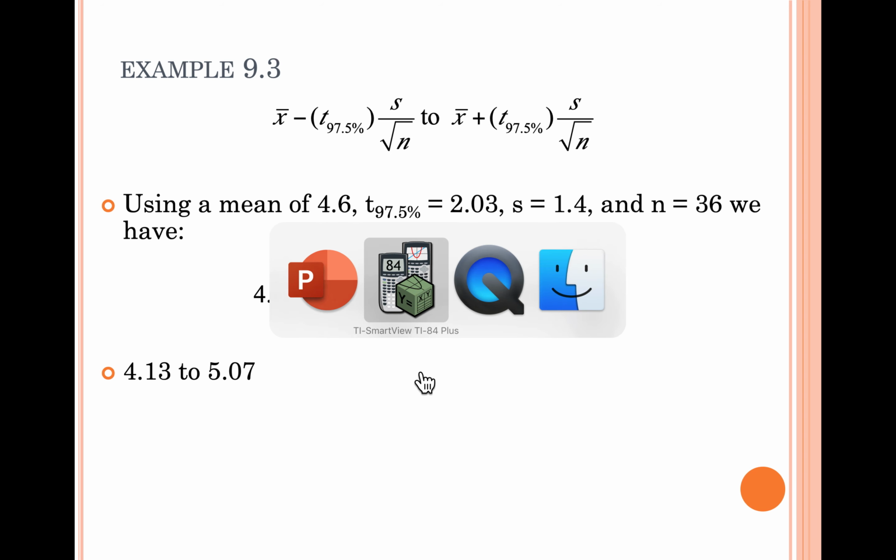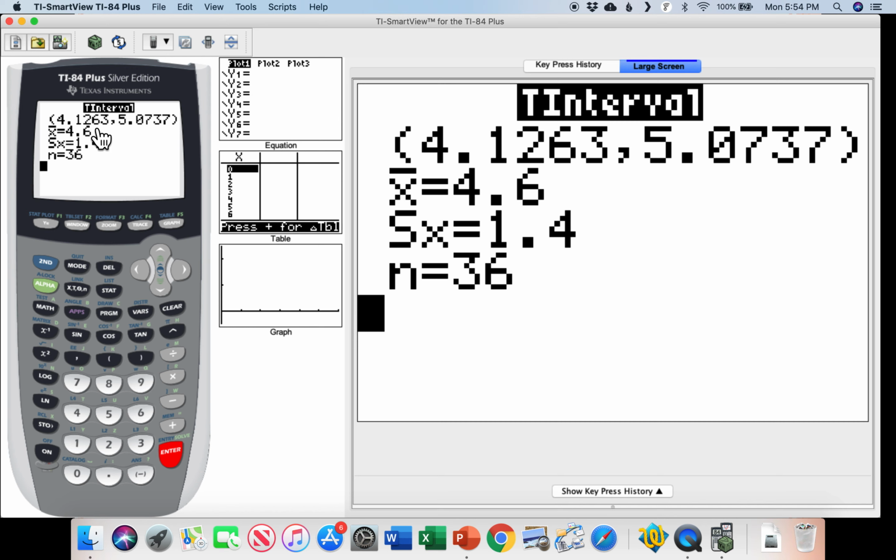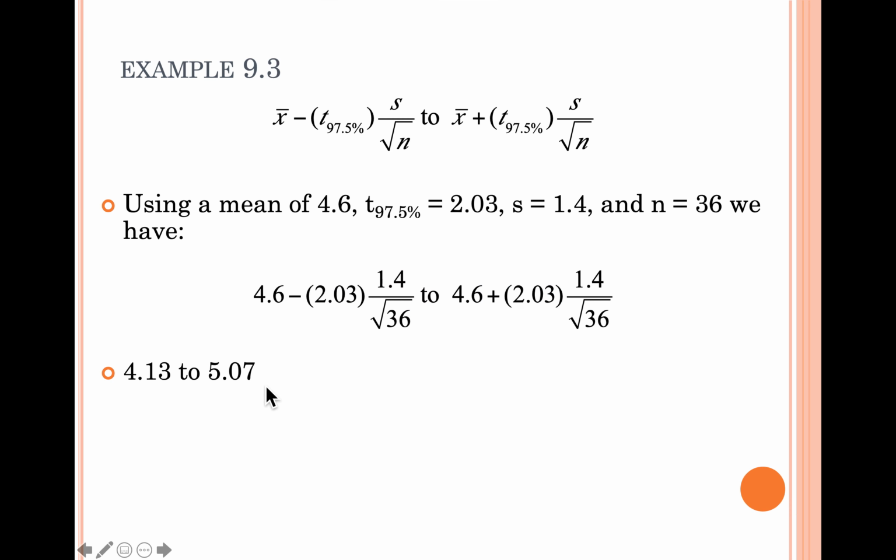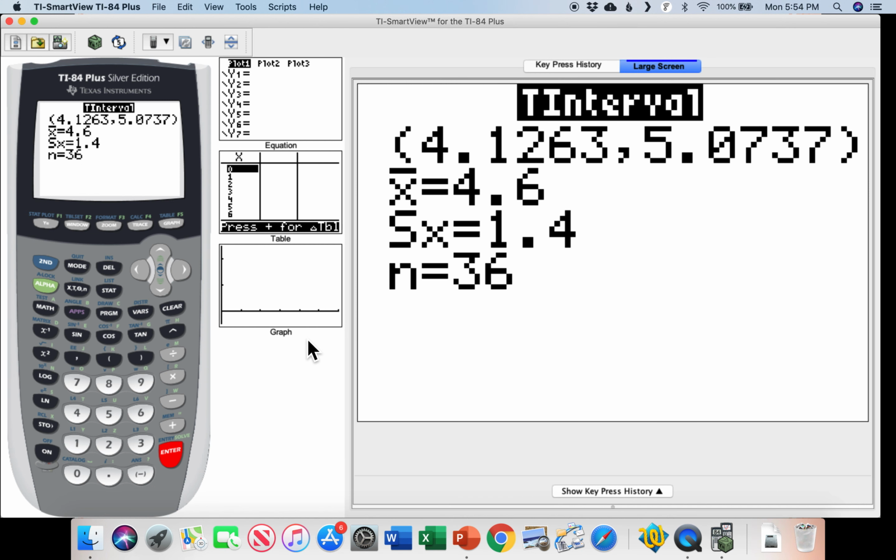So let's check that again. 4.1263 and 5.0737, when rounded, it turns out to be the same number, 4.13 to 5.07, which is exactly what we have here. So the calculator can be really helpful in verifying your work, but it shouldn't substitute your understanding of how to apply the formula, because that is going to be required on your homework and your tests. So thank you. I hope this lecture was helpful, and we'll see you next time.